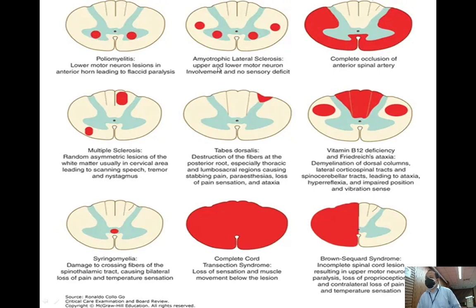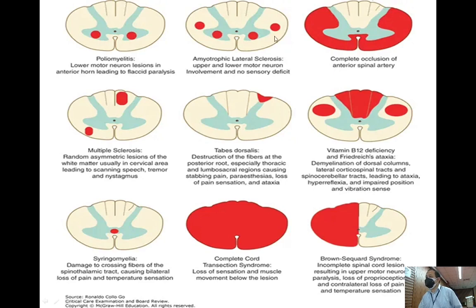Then something like amyotrophic lateral sclerosis, you will find lesions here and here, affecting not only the cells but the tracts as well. You see, that's why we are getting manifestation of both the upper and lower motor neuron type. Usually when the cells are affected, it's going to show lower motor neuron type. When the tracts are affected, it will be manifesting upper motor neuron lesion.